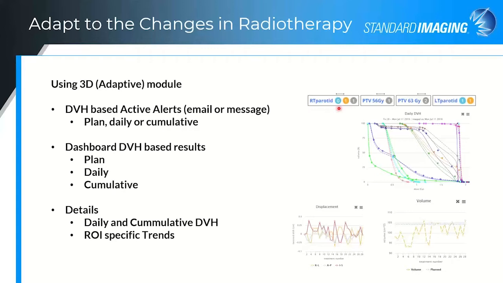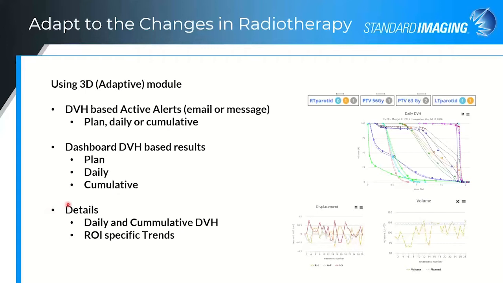So the right parotid has no alerts for the plan comparisons, has one alert for the daily comparisons, and if you hover over it, it will tell you which fraction that is on, and one alert for the cumulative. And then similarly, the PTV has a cumulative alert as well as the PTV 63, while the left parotid only has a plan and daily alert. So one could click into this area, and I'll show you that later in the software demo, and it takes you right into the plan to start reviewing the DVHs.